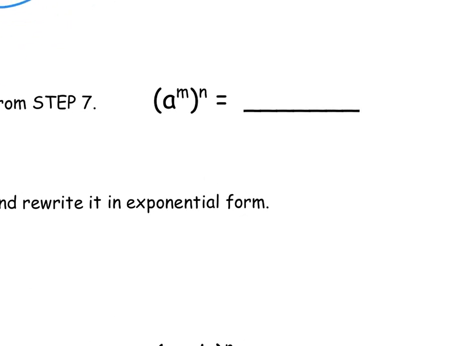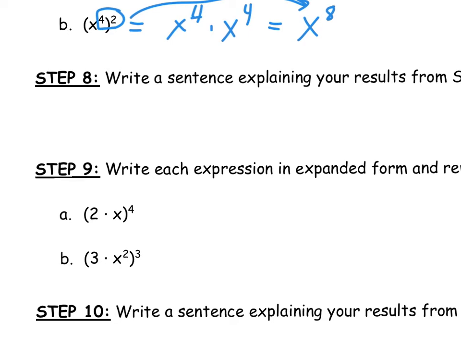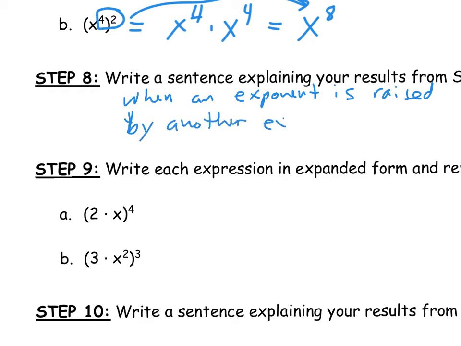So here, m raised to the n power, you multiply it. That's mn. So when it's a power raised to another power, or an exponent is raised by another exponent, you multiply the exponents.